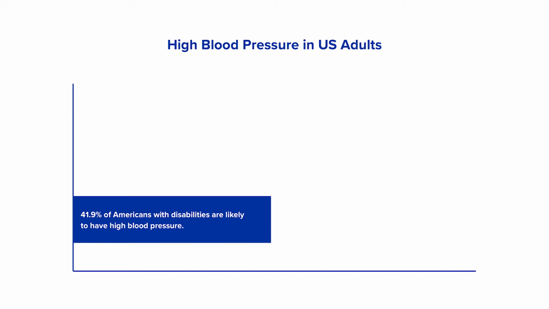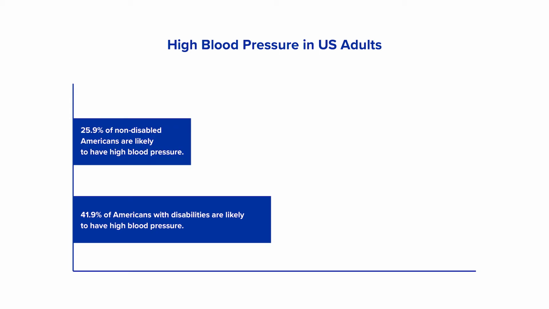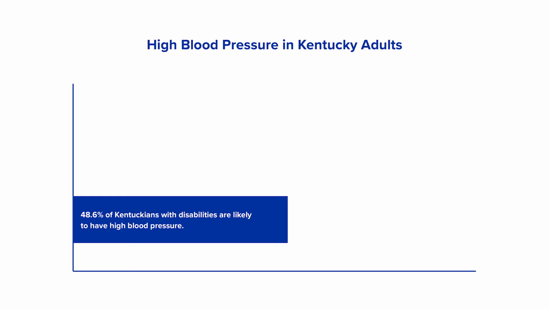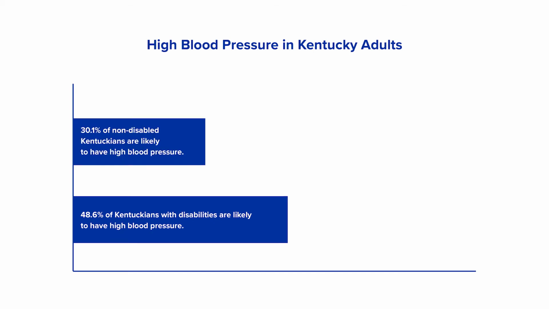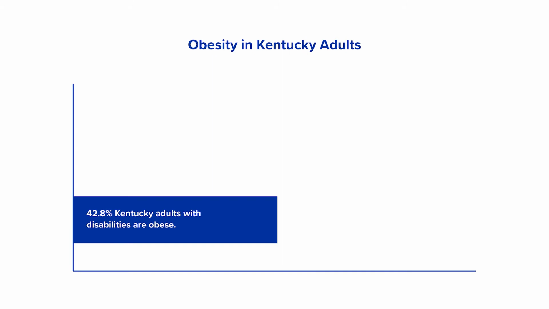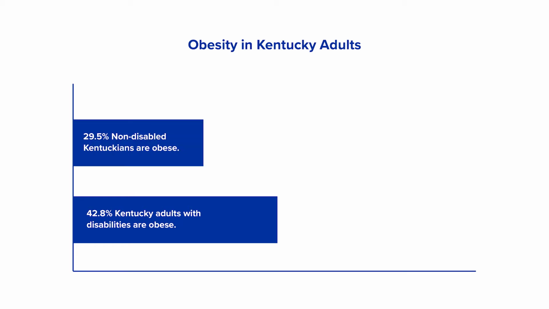And the bad news just sort of keeps on coming. About 42% of adults with disabilities are more likely to have high blood pressure nationally, as opposed to 25.9% of those without disabilities. And in Kentucky, that escalates up to almost 49% of adults with disabilities having high blood pressure versus about 30% of non-disabled adults in Kentucky. And that's huge. We also know that adults with disabilities are more likely to be obese, and 42.8% of Kentucky adults with disabilities are obese versus 29.5% of those without disabilities.